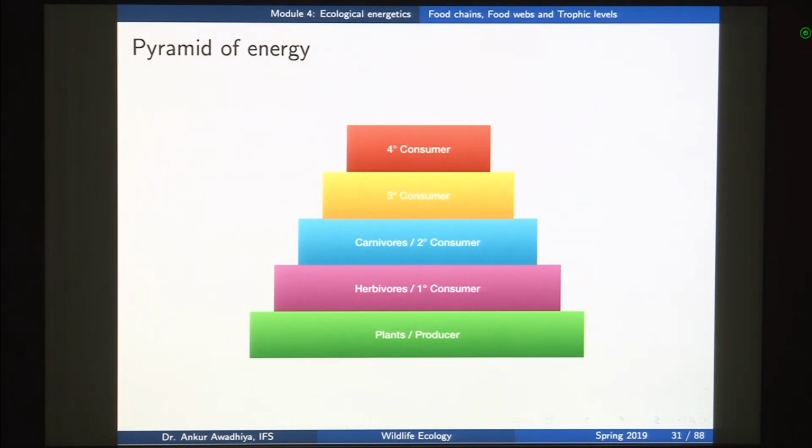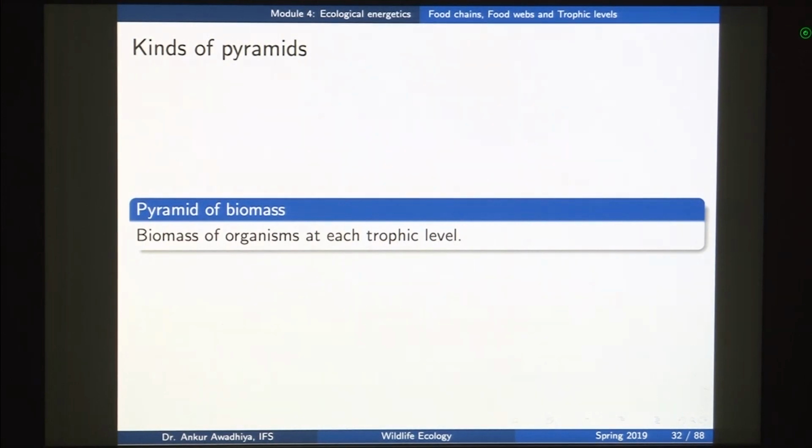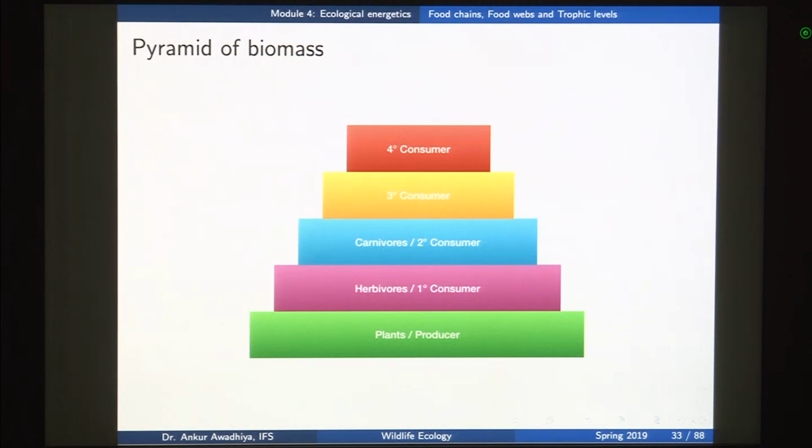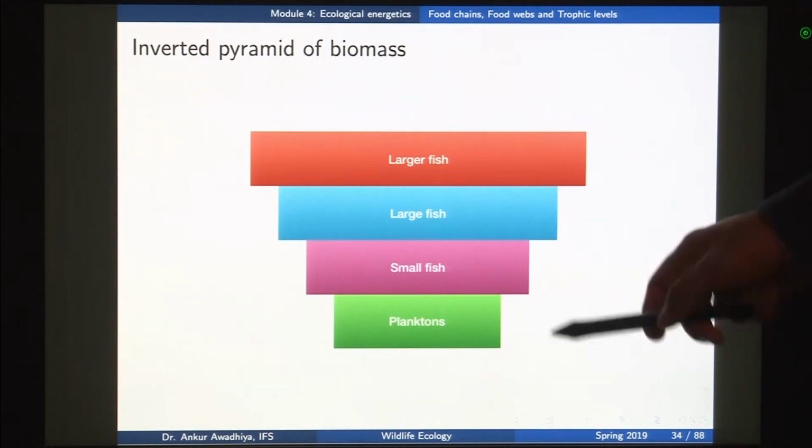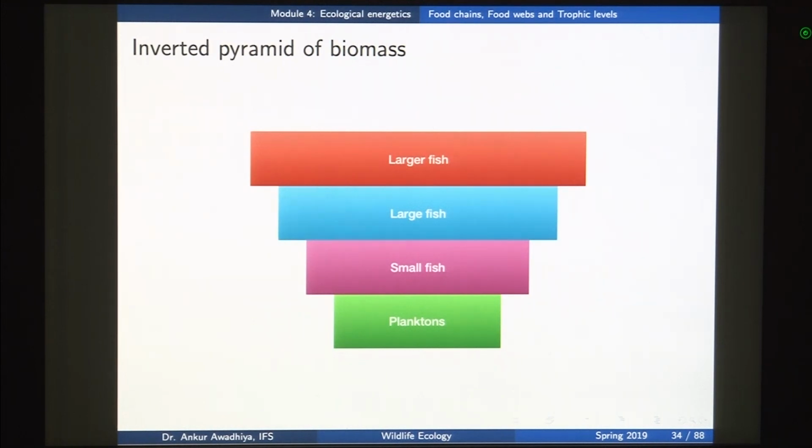The third kind of pyramid is the pyramid of biomass, which is the biomass of organisms present at each trophic level. Here as well, in most situations we observe a pyramid of biomass that is wider at the bottom and goes on tapering as we move to the top. But another example is that of an inverted pyramid of biomass. An inverted pyramid of biomass can be seen, for example, in an oceanic ecosystem.